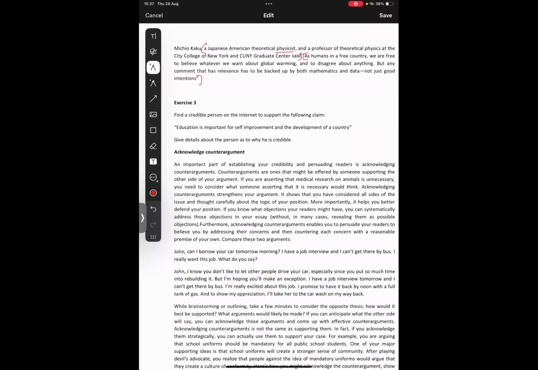So I want you to take 5 minutes to try to do this exercise, okay? And maybe share it with me, or if you don't want to share it with me, at least try to do it for your own good.